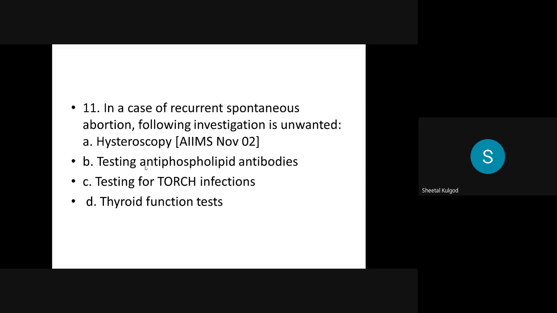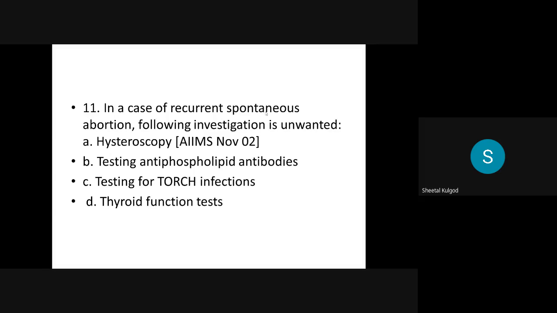See, we all discussed all this while, is it not? What is most important, as in the cause which is not going to cause recurrent abortions? It is Torch infections, is it not? So whenever there is a lady coming with recurrent abortions, we need not do or evaluate her for the presence of Torch infections. Understood? So that is what is unwanted.